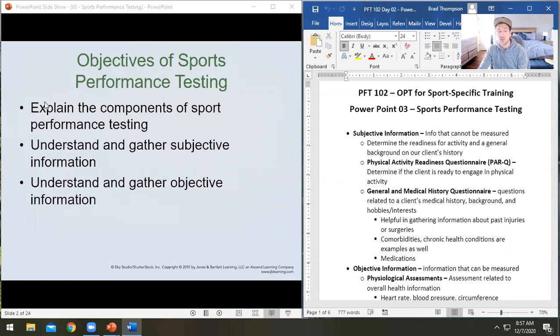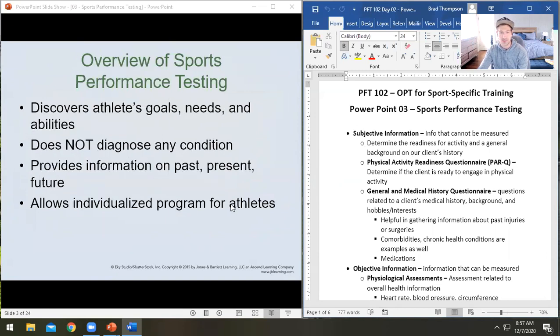So anyway, our objectives today: we want to explain the components of sports performance testing. That's going to be your two major components, subjective and objective, as well as all the subcomponents like PAR-Q, general med, physiologic, cardio, strength, whatever. And understand clearly our two different types of information.